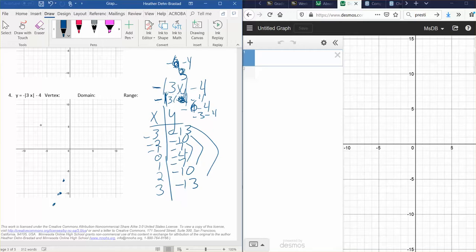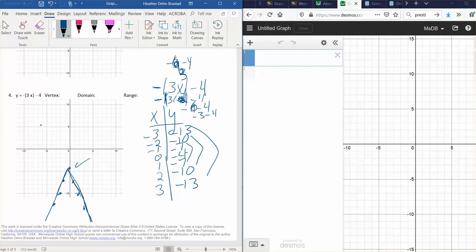0 is at -4. And then 1 is also at -7. 2 is at -10. And 3 is at -13, a little bit off of the screen. So if I'm just going to sketch this, it's an upside down, like I was talking about sometimes that.